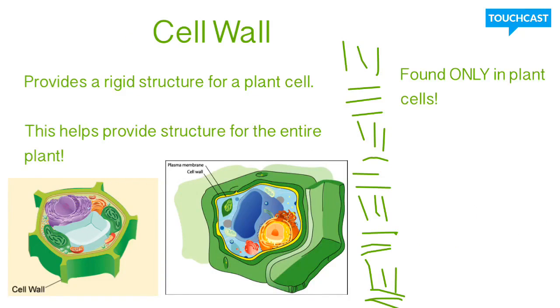Now, while you won't find bones inside of a plant, what you will find around the cells of a plant is what's called a cell wall. And this cell wall helps provide that rigid structure that a plant cell needs, that also helps provide that nice structure for the entire plant. Only found in a plant cell, just like the chloroplasts.